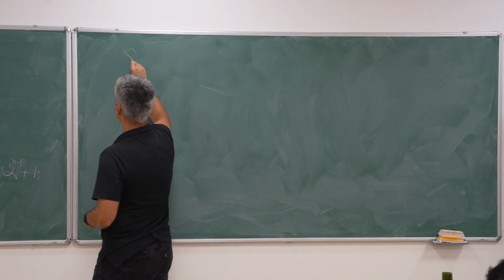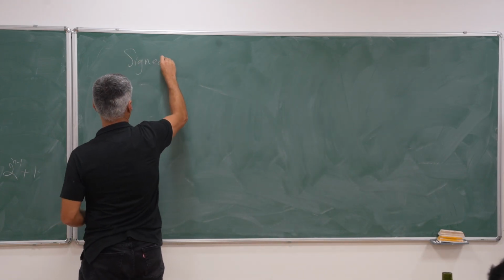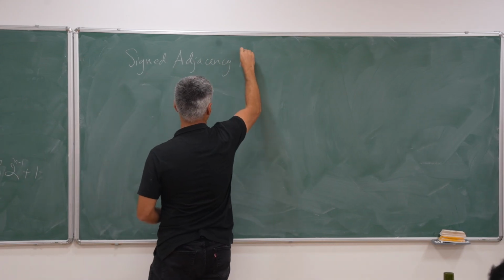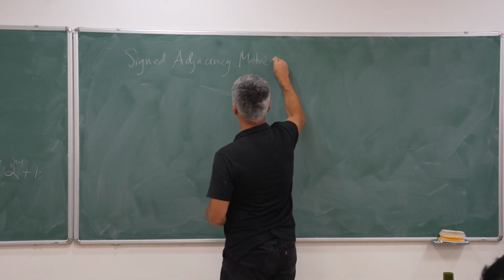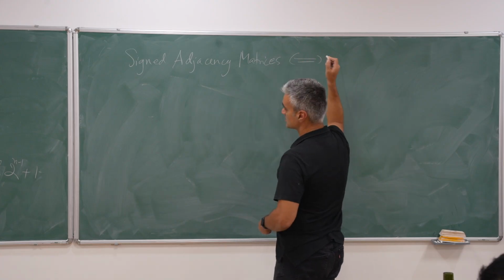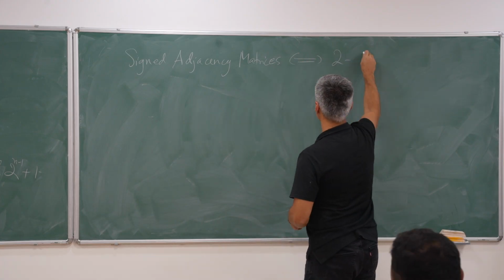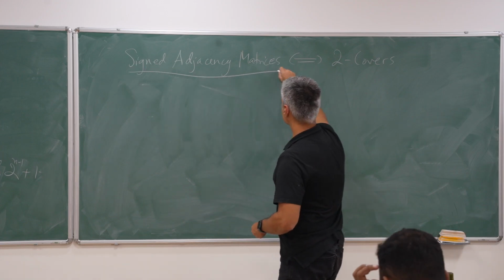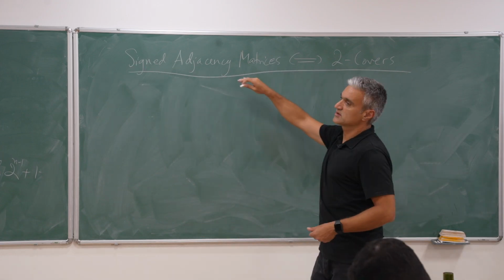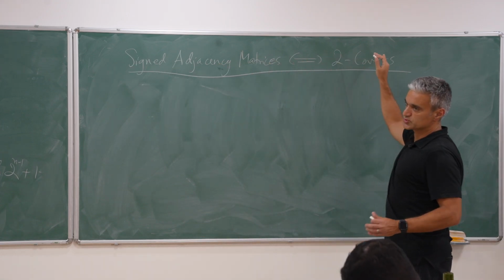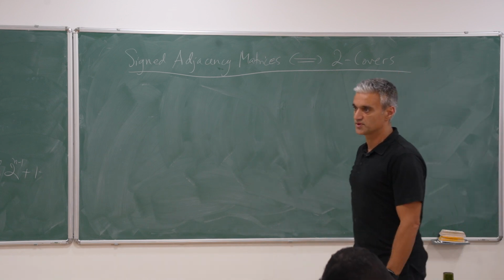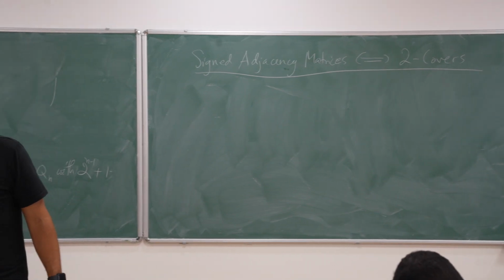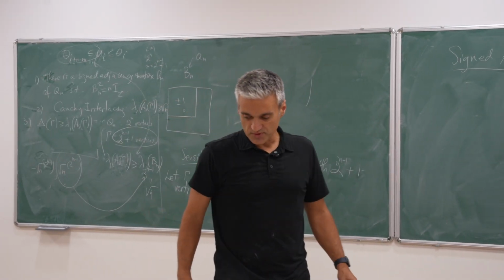So sign adjacency matrices are going to be equivalent to something called two-covers, in the following sense: here we'll have matrices, here two-covers will be graphs, but I'll explain what I mean by this. First, let me give you a definition of a two-lift or a two-cover of a graph.